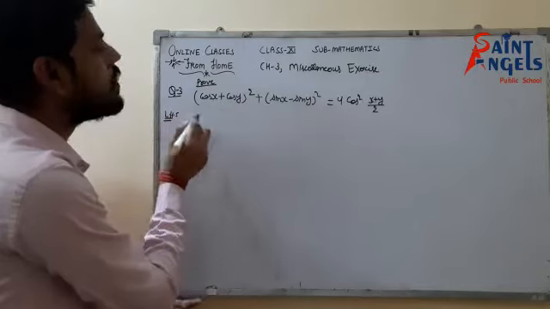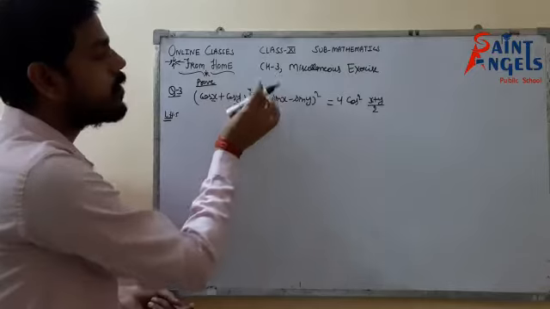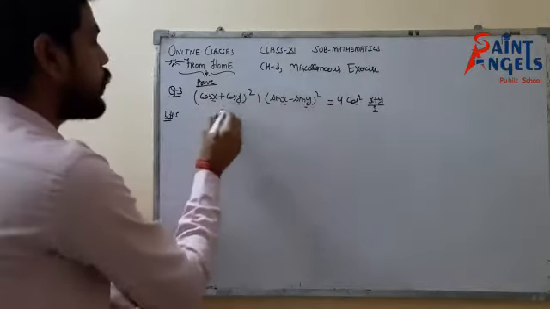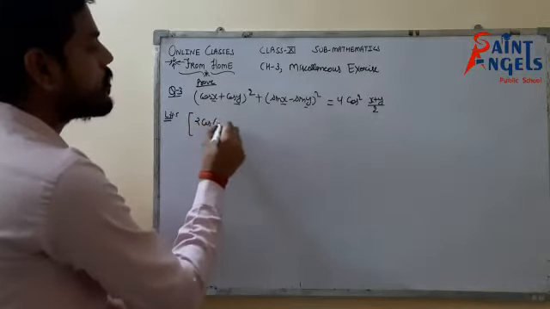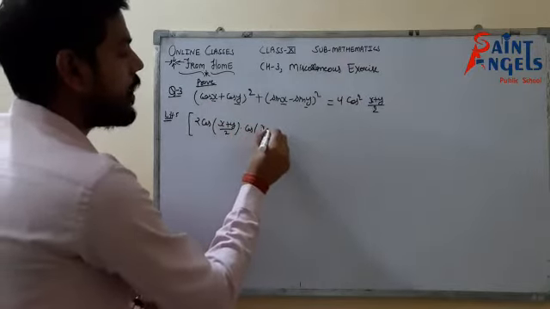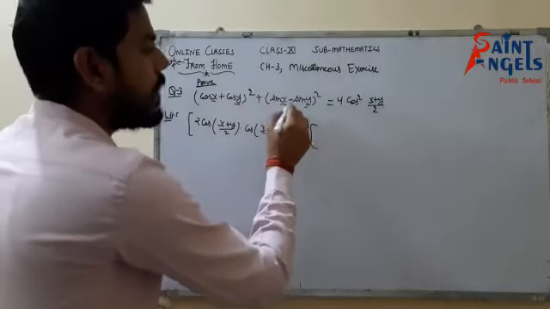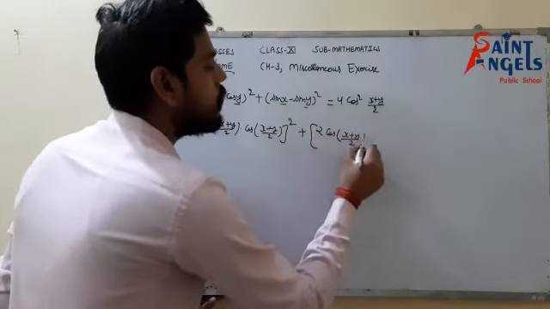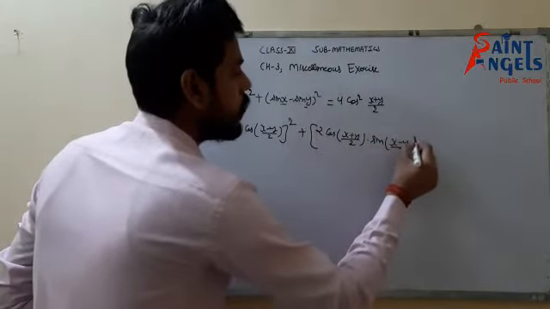Here, as I can see, this is the form of cos a plus cos b. So I will apply the formula of cos a plus cos b, then open the square. Same here, I will apply the formula of sin a minus sin b. The formula of cos a plus cos b is 2 cos (a plus b) upon 2 into cos (a minus b) upon 2, its whole square, plus the formula of sin a minus sin b, which is 2 cos (a plus b) upon 2 into sin (a minus b) upon 2, whole square.